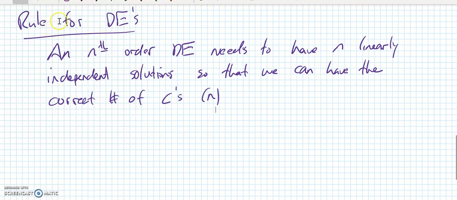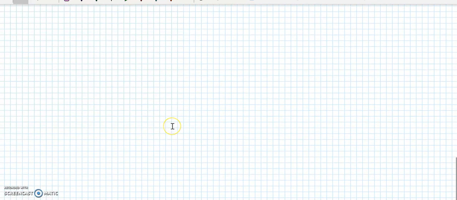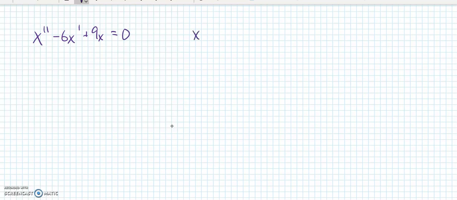So we just came up with this rule for differential equations, and now we're going to talk about how to solve it. So again, I have x double prime minus 6x prime plus 9x equals 0. I know that my x1 is c1 e to the 3t. The question is, what is my x2 equal to? What is the second solution, the second linearly independent solution? Well, I'm going to tell you, and then I'm going to show you at least why it makes sense.